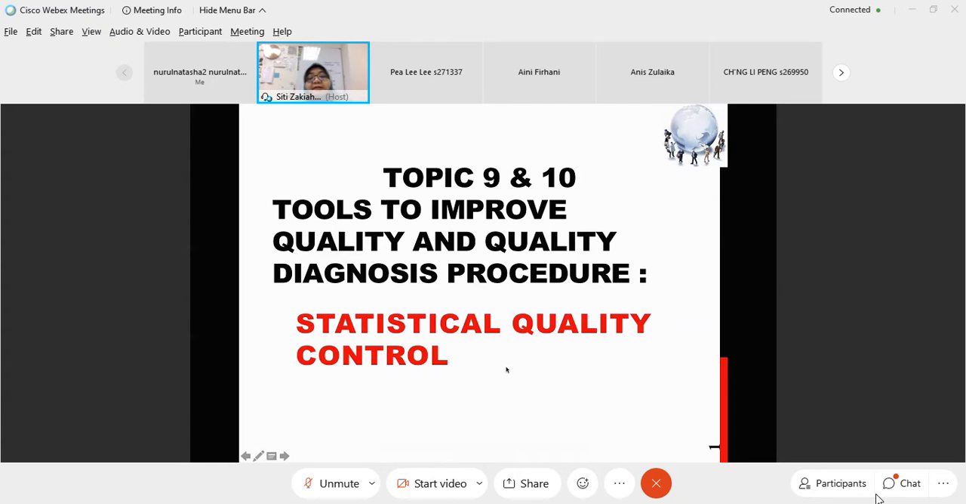We call it statistical quality control. Remember, it's one of the quality tools. What we call control charts is one of the quality tools where we find errors. We identify errors in the process.